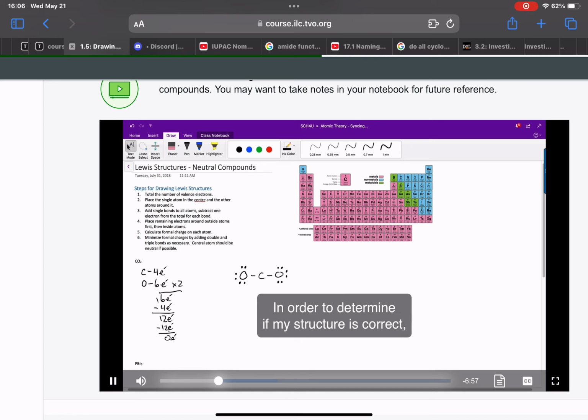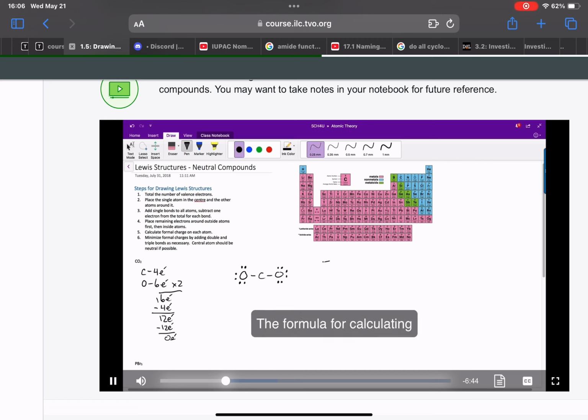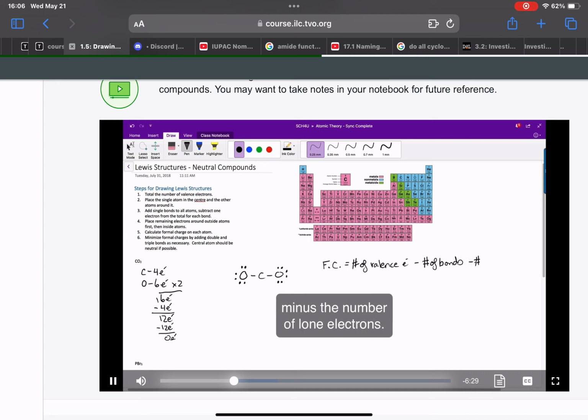In order to determine if my structure is correct, what I now need to do is calculate the formal charge. The formal charge is the charge that exists on the atom as a result of the electron arrangement from the bonds. The formula for calculating a formal charge is equal to the number of valence electrons minus the number of bonds minus the number of lone electrons.